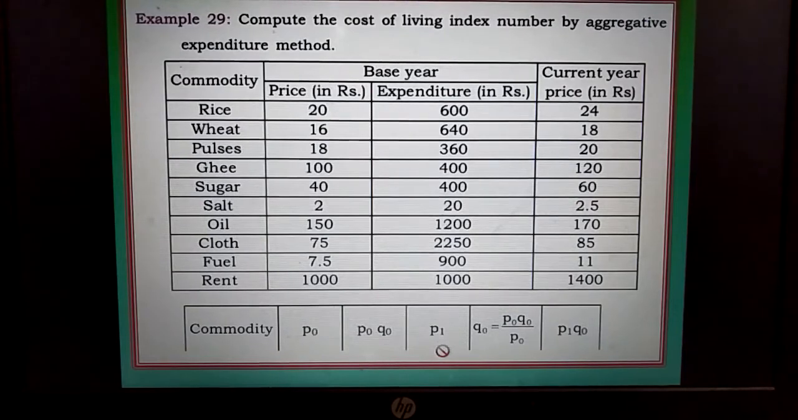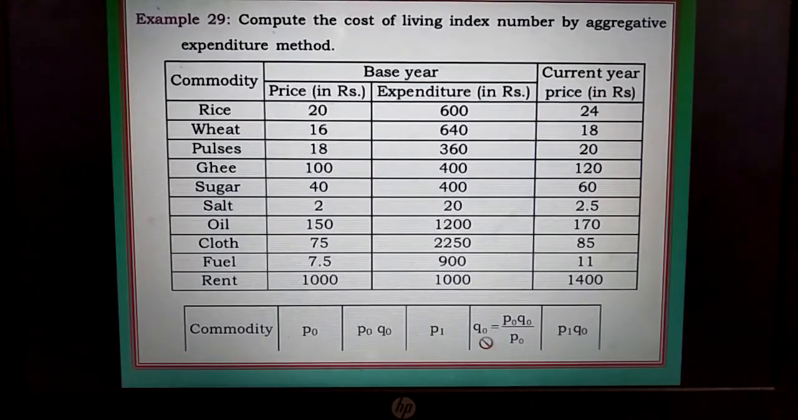What is the formula based on aggregative expenditure method? Sum of P1 Q naught divided by sum of P naught Q naught, where Q naught is the weight applied. So whether Q naught is given, look at the problem. Whether this is Q naught, no, it is P naught. Whether this is Q naught, no, it is P naught Q naught. Whether this is Q naught, no, it is P1. That means Q naught we need to calculate.